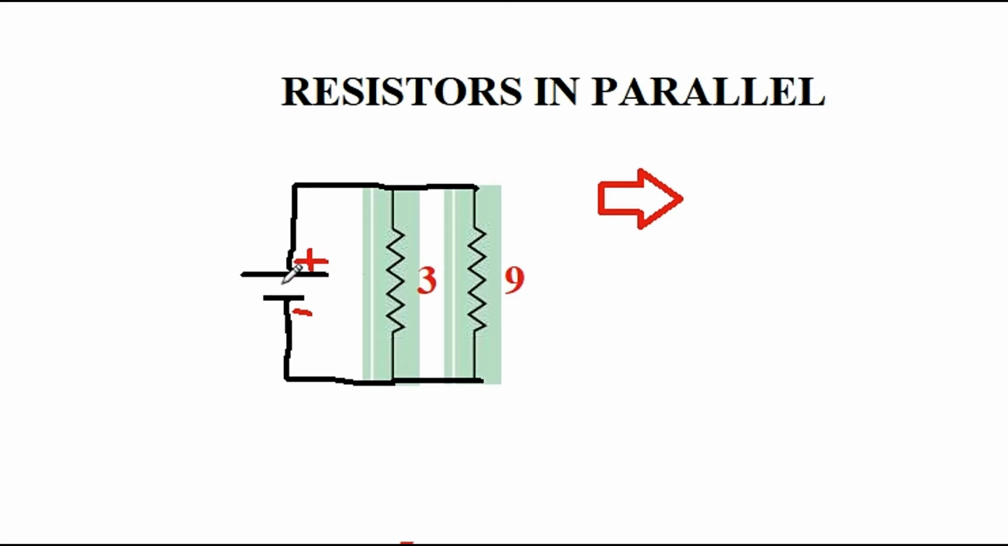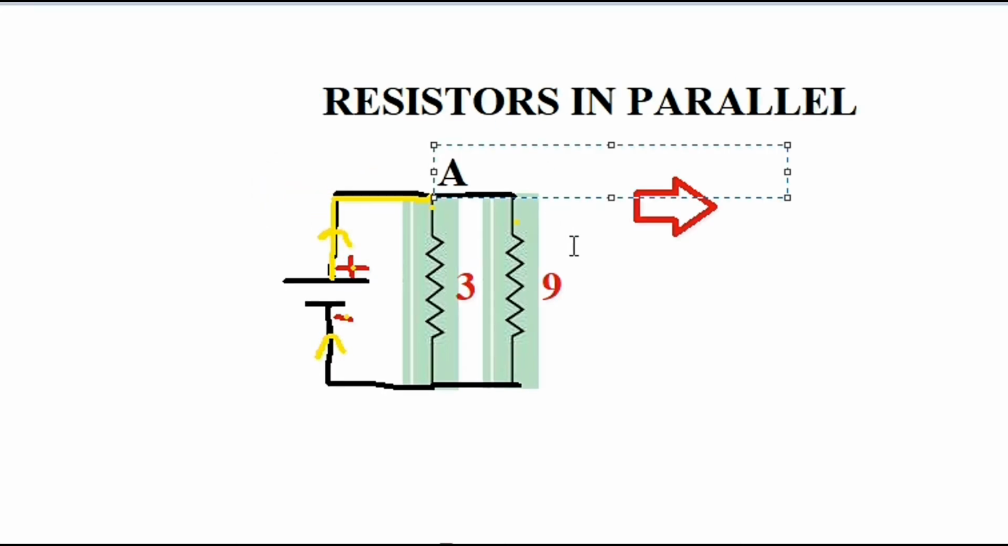As you can see here, this 3 ohms and 9 ohms are both connected with a battery. The battery is here, this is positive and negative. Always remember, current flows from the terminal that is positive to the terminal that is negative. So current will flow like this. Now pay attention here. As the current starts moving from positive, it will reach this point. Let us name this point as A.